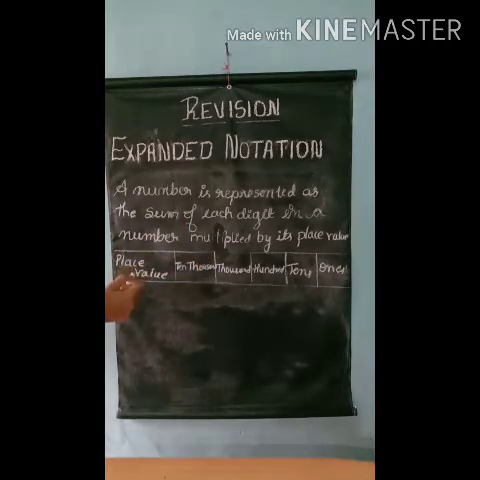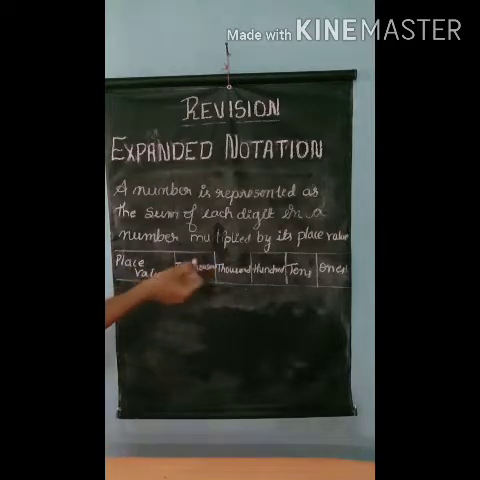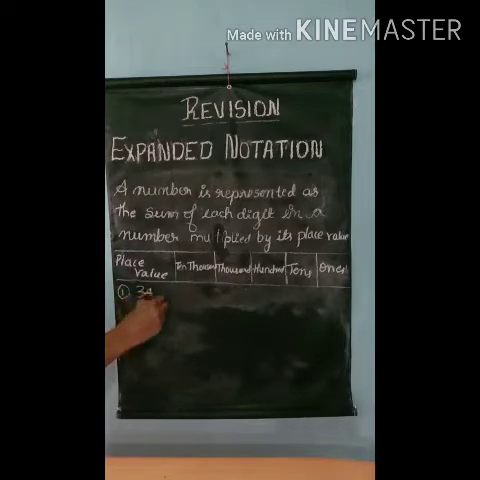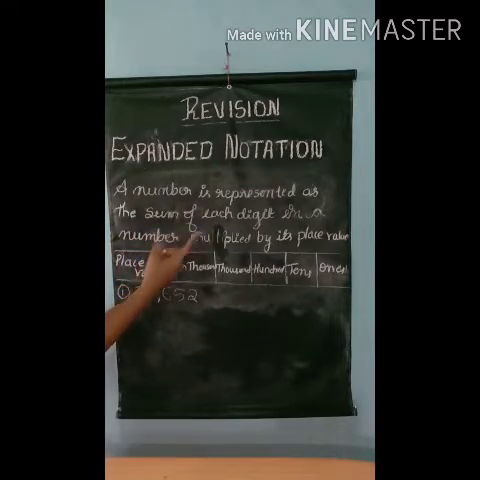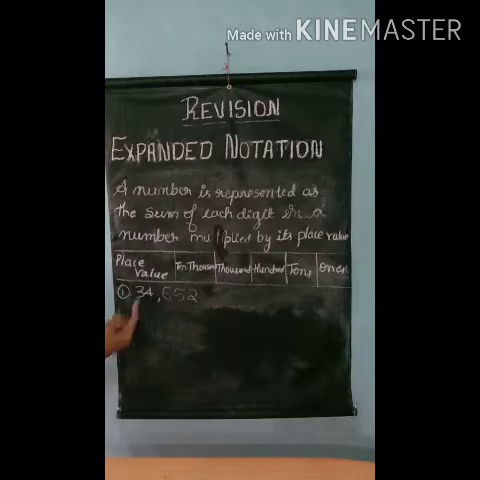We already know what the place values are: ones, tens, hundred, thousand and 10,000. Now we take one example, that is 34,652. So what is the expanded notation? A number is represented as the sum of each digit in a number multiplied by its place value. So what are the place values? Ones, tens, hundred, thousands and 10,000.